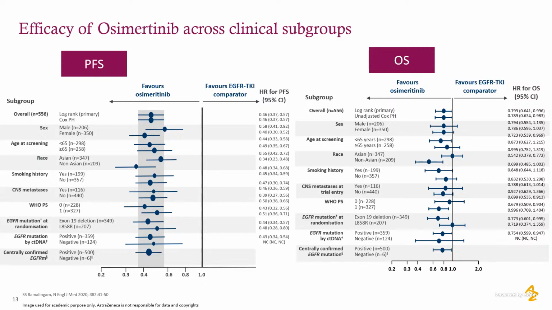So for the efficacy of osimertinib across subclinical groups, if you see progression-free survival, it favors osimertinib across all groups: age, sex, smoking history, CNS mets, and mutation at randomization. And again in overall survival, it favors the osimertinib group.